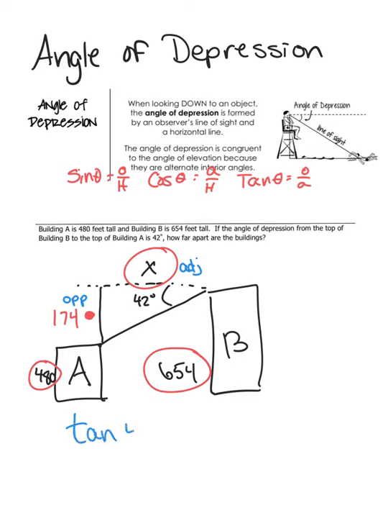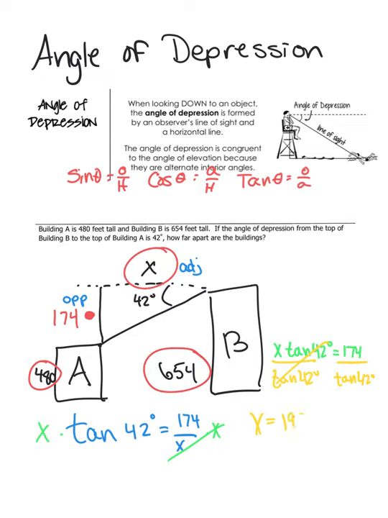So the tangent of 42 is equal to the opposite over my adjacent. Again, this has the variable in the denominator, so this is going to be a two-step problem. I'm going to multiply both sides by x because I need the variable out of the denominator. So I have x times the tangent of 42 degrees is equal to 174. Divide by the tangent of 42 degrees, and I get x is equal to 193.2 feet. So these two buildings are 193.2 feet apart.